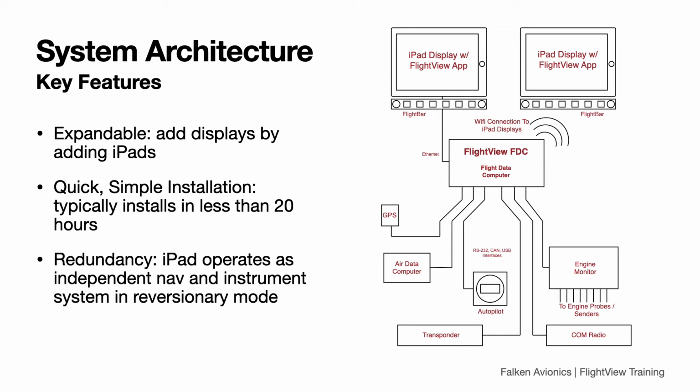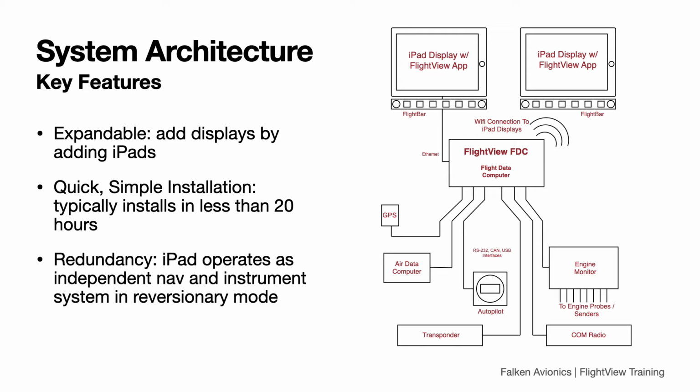The modular design of FlightView also makes it much easier to install than the typical EFIS. Wherever possible, we use modern digital interconnects rather than dozens or hundreds of individual wires. A typical installation takes about 20 hours and doesn't require many specialized tools.